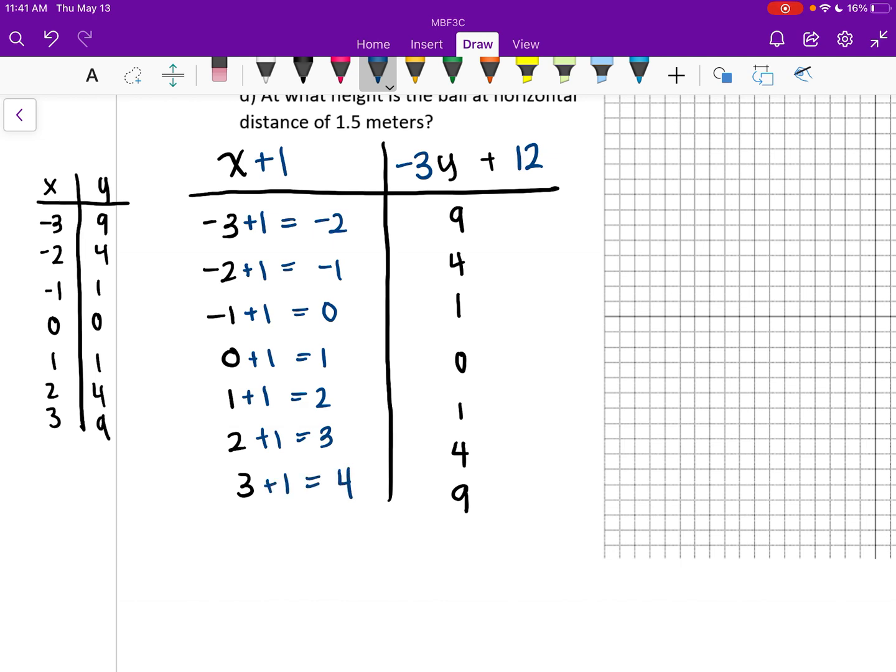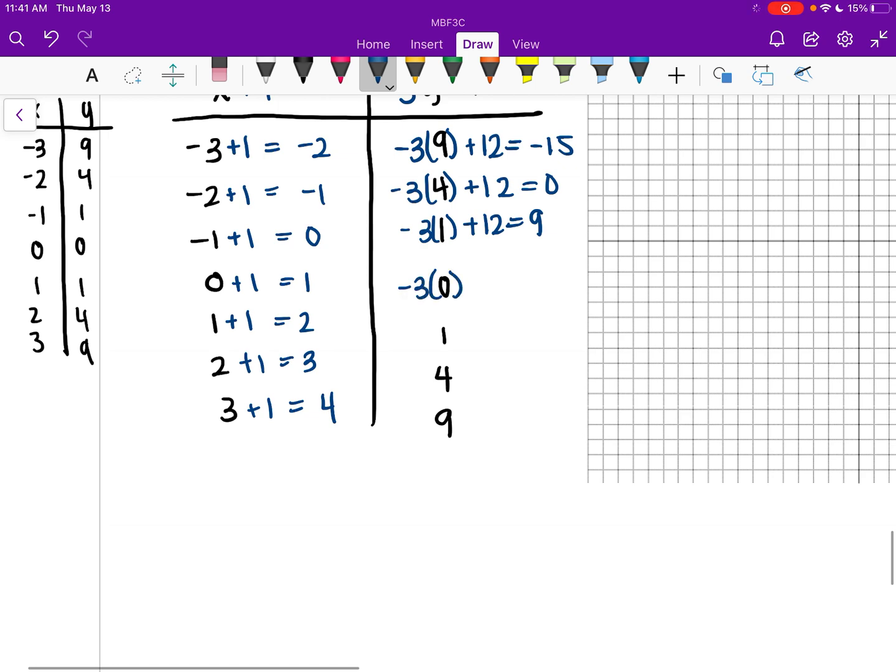Right? And those are our new x values. Here, we're going to multiply everything by -3, and we're going to add 12. Which is going to give us -15. -3 times 4 is 12. Plus 12 is just going to be 0. -3 times 1 is -3. Plus 12 is going to give us 9.